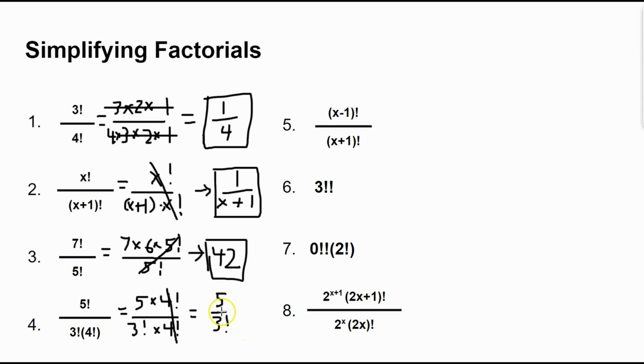And because when we rewrite 3 factorial, we're not going to get the number 5 in there, what we have to do from here is just simply rewrite this in terms of actual values. So 3 factorial is just 3 times 2, which is 6 times 1, which is still 6. So the final answer for this is going to be 5 over 6.